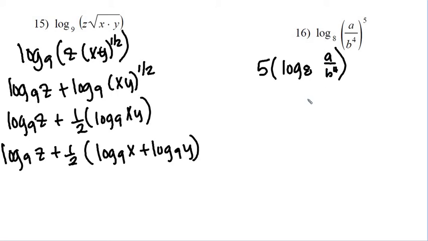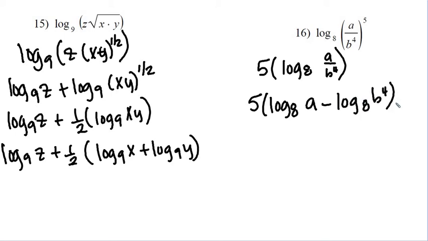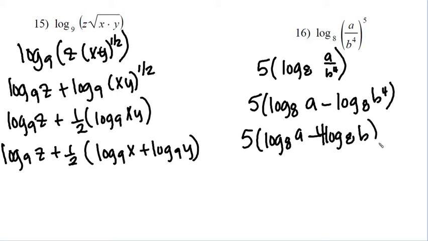So I still have a quotient, so I need to fix that. So I have log base 8 of a minus log base 8 of b to the 4th. Just like you would say a divided by b to the 4th, it would be a minus b to the 4th with the logarithm. Okay, so no products, no quotients, but I do still have a power to take care of. So I have 5 times log base 8 of a minus 4 log base 8 of b.